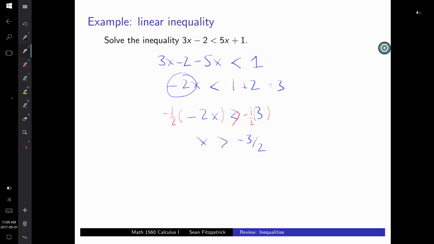Of course, the other way I could have done this is I could have subtracted 3x from both sides and subtracted 1 from both sides and got to minus 3 is less than 5x minus 3x, so minus 3 is less than 2x. Then divide both sides by 2. 2 is a positive quantity, so I don't have to worry about dividing by 2. And of course I get to the same place. So linear inequalities are pretty straightforward. Really the only thing you could mess up is if you forget to switch the sign around if you end up multiplying by a negative.